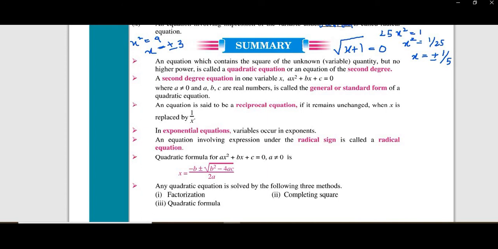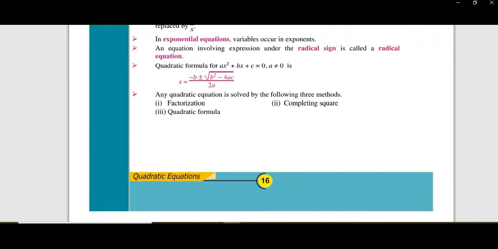Next, there is a formula which is given, the quadratic formula, and at last there are the methods used to solve the quadratic equation. These are three methods: by factorization, by completing square method, and by quadratic formula. This is the end of your first chapter, quadratic equations.